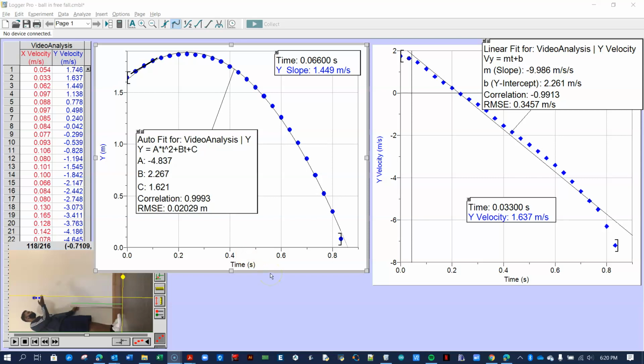Hi there, students. Let me walk you through my analysis of the lab that we did in class today, the lab where a student tosses a ball upwards, the ball rises, the ball falls to the ground. Okay, so pretty simple free fall motion. And we have some questions that we can answer.